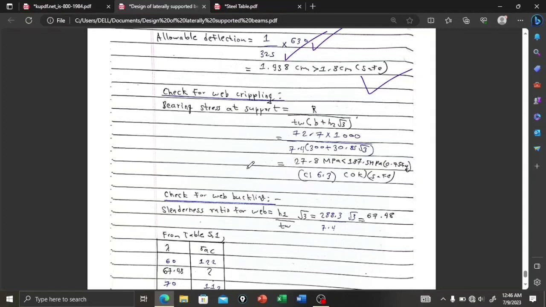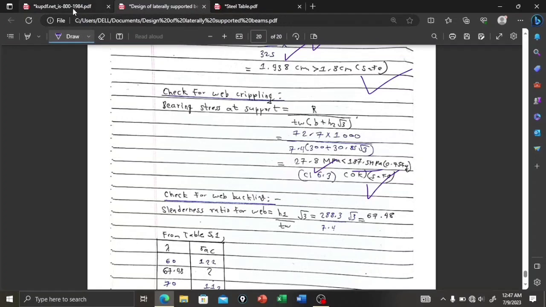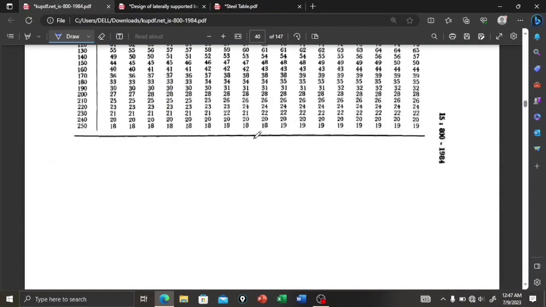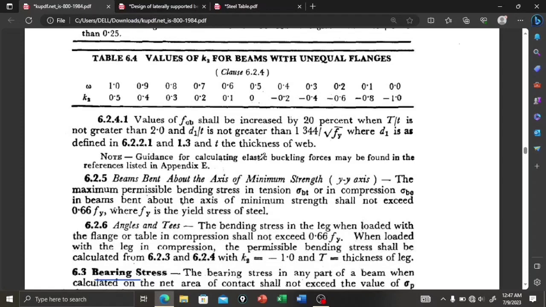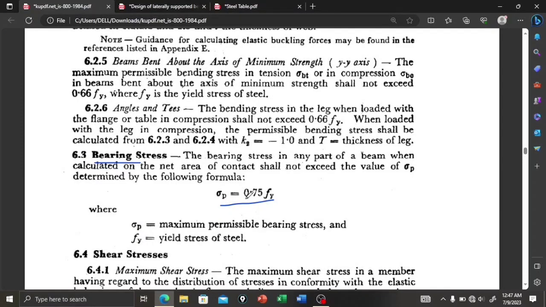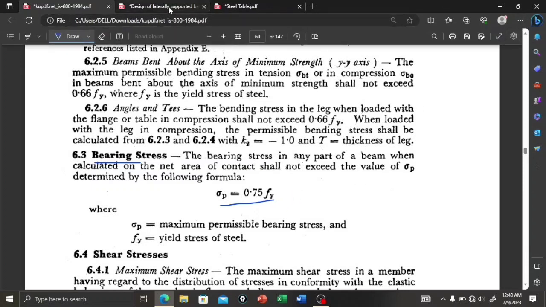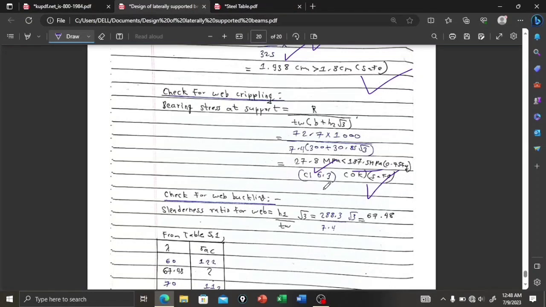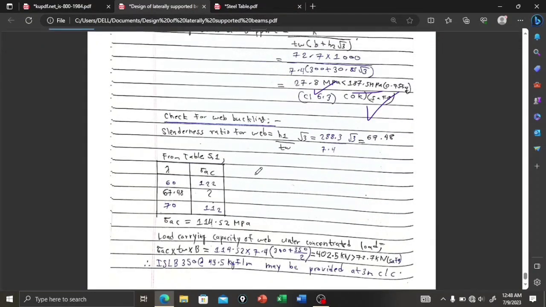Bearing stress at support is R divided by TW into B plus S1 root 3. It is 27.8, which is less than 0.75 Fy, that is 0.75 into 250, so it is 187.5. So okay, this is given in clause 6.3. Bearing stress is 0.75 Fy.